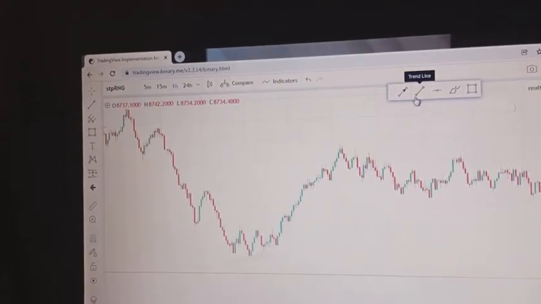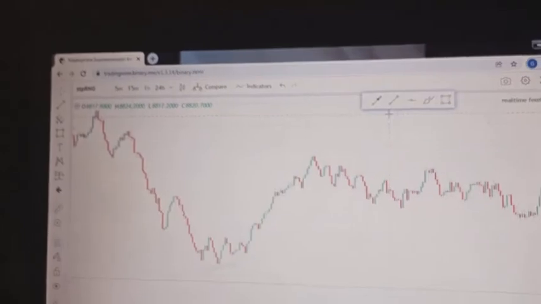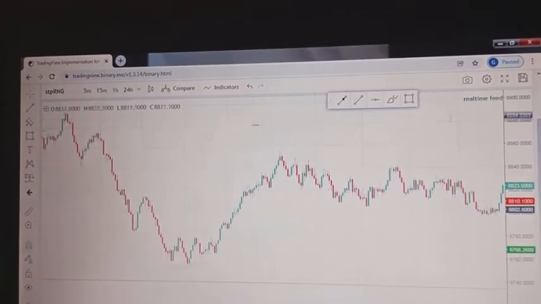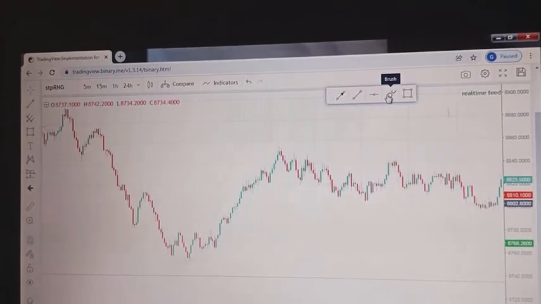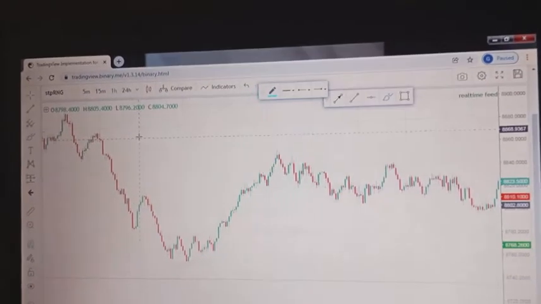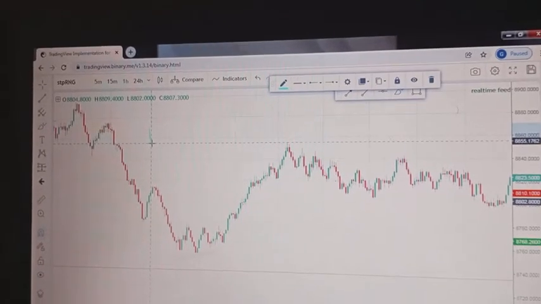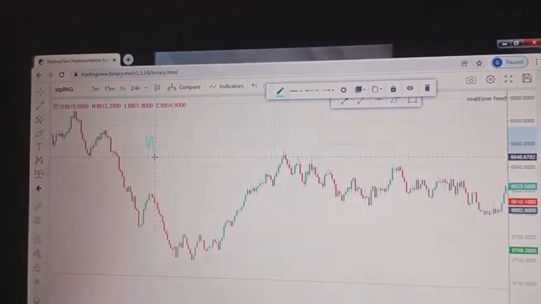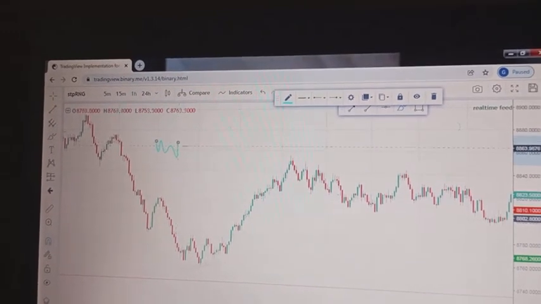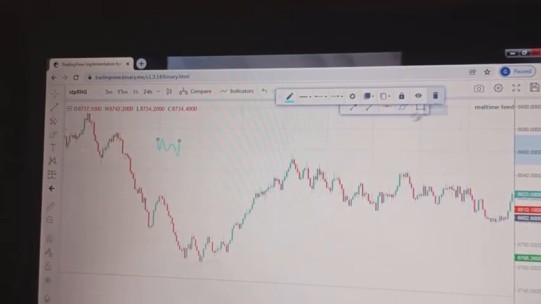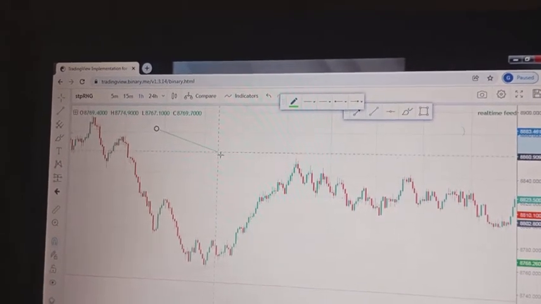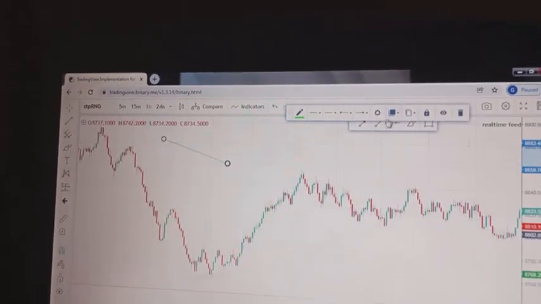The last pattern that I'm going to choose now is the falling wedge pattern. Okay, let me just do it a bit. Sometimes we do see a drawing like this.